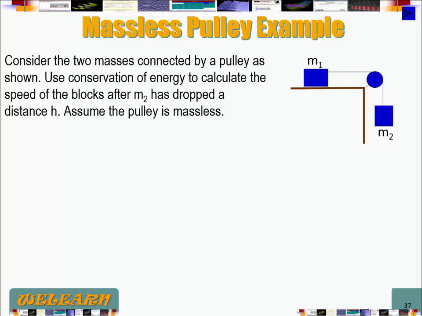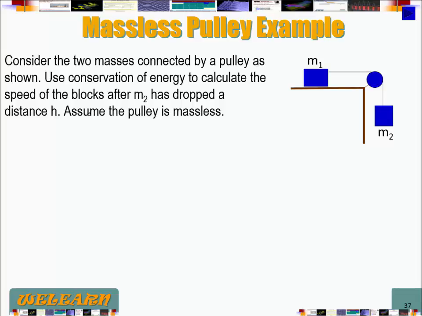Okay, in this question here, we are going to work a problem without taking into account the effect of the pulley. So it is a massless frictionless pulley. The question is asking us to use conservation of energy to calculate the speed of the blocks after M2 has dropped a distance h.